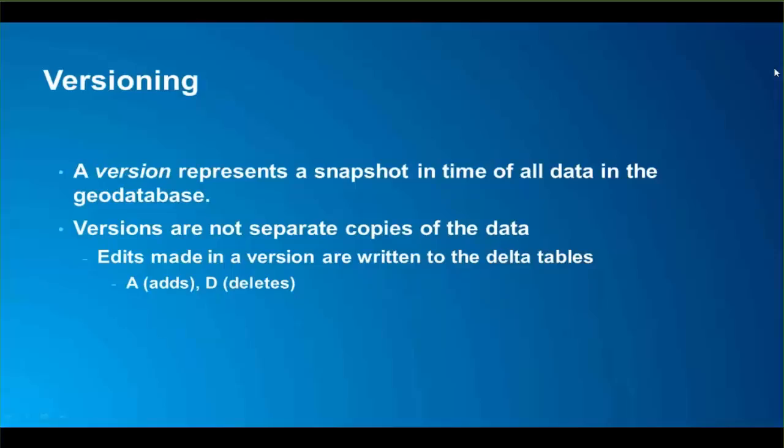So when data is registered as versioned, two delta tables are created: A for adds and D for deletes, and they're created to track insert, update, and delete operations performed on the data. So really, a versioned data set consists of the original table plus any changes made by each user, stored in those delta tables.